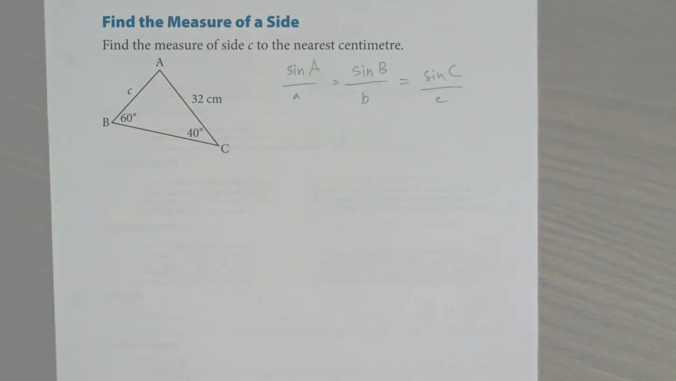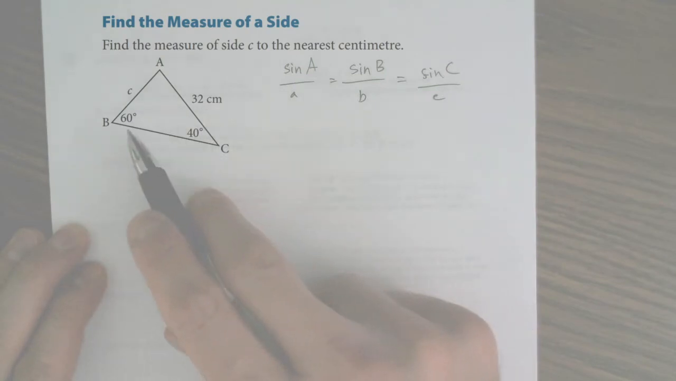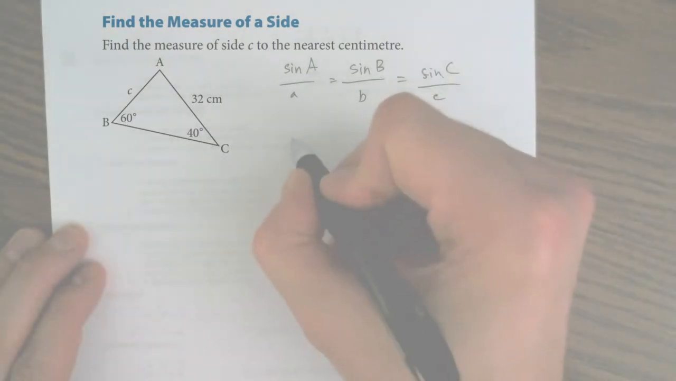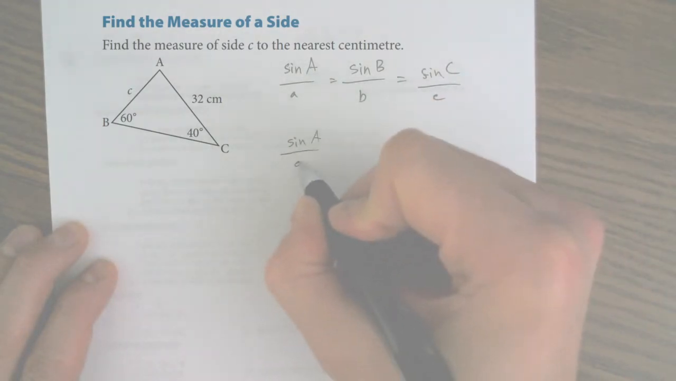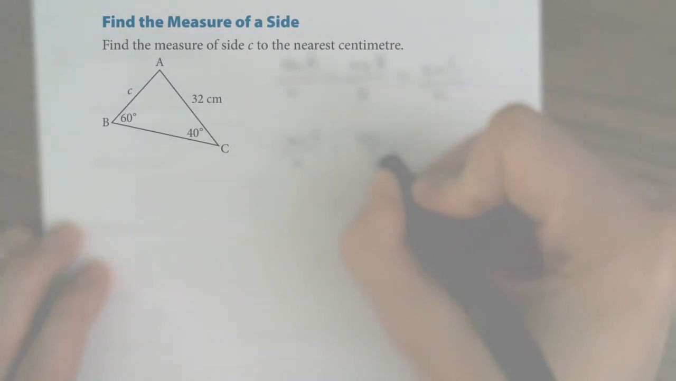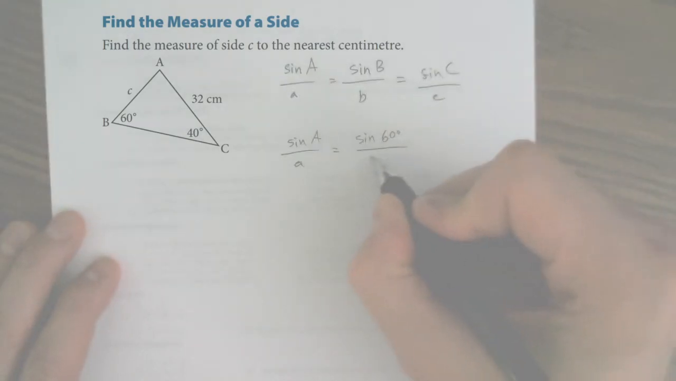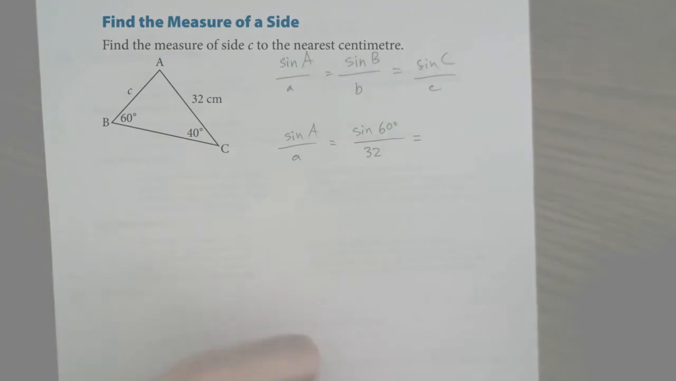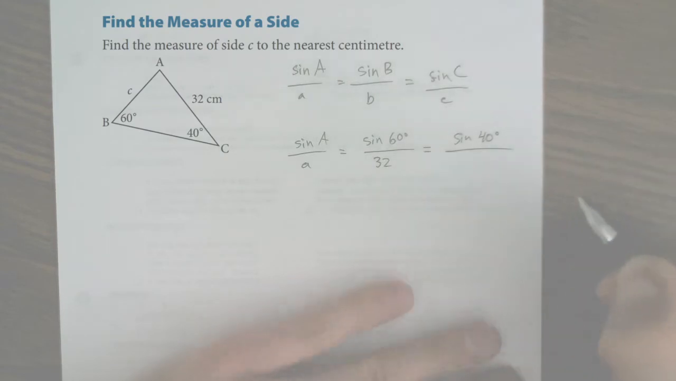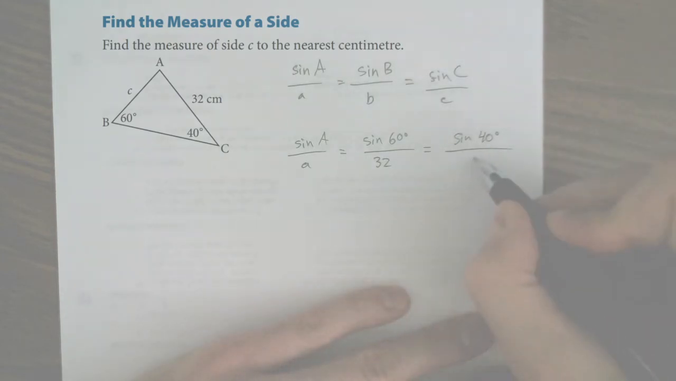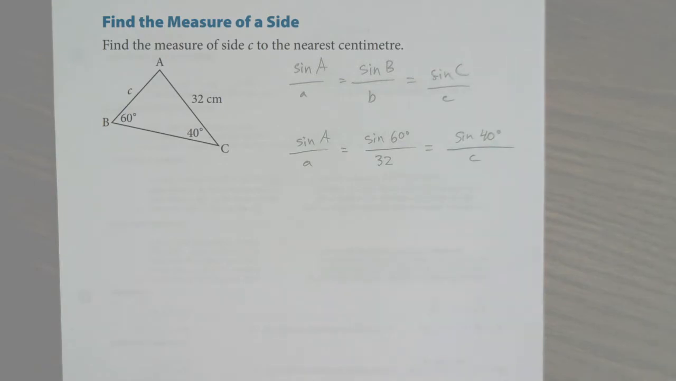We have side B and angle B. We don't have anything about angle A or side A. So I'm just filling in all the information I have. And we don't have side C, we're actually looking for side C.